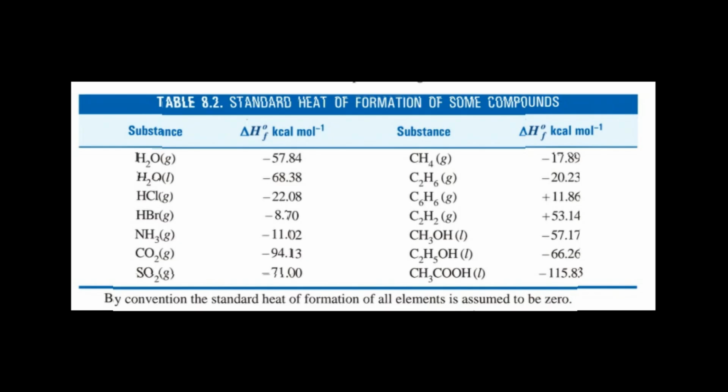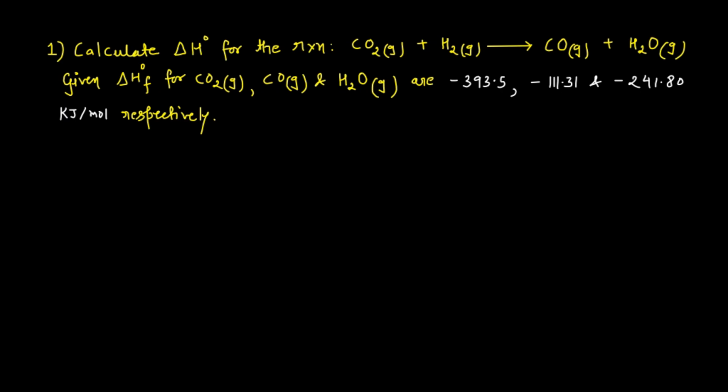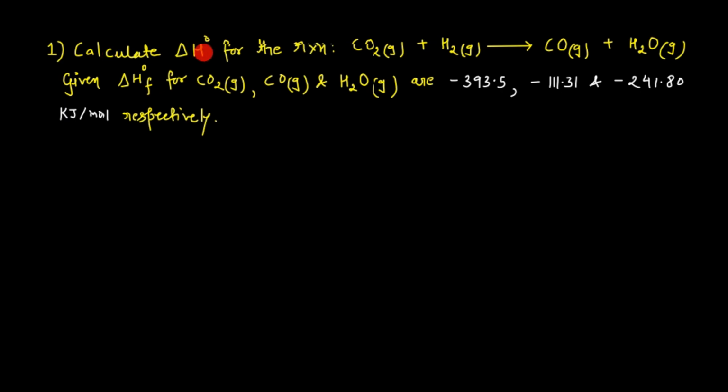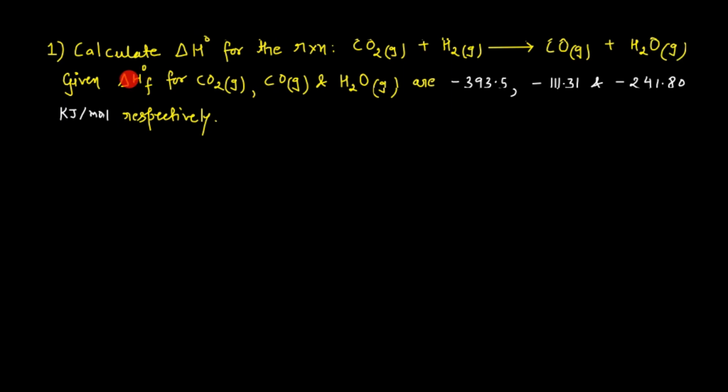Now you can see this is the question which we will solve. Calculate the enthalpy change for the reaction. The reaction is carbon dioxide in the gaseous state reacting with hydrogen gas, producing carbon monoxide in the gaseous state and water in the gaseous state. Given that the standard enthalpy of formation for carbon dioxide, carbon monoxide, and H2O are minus 393.5, minus 111.31, and minus 241.80 kilojoule per mole. Here, this question uses a different unit.